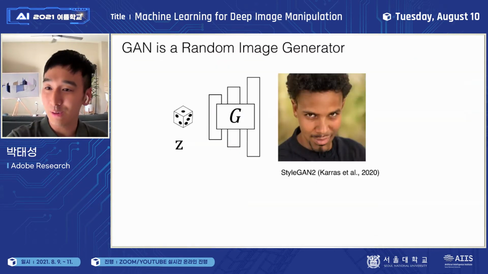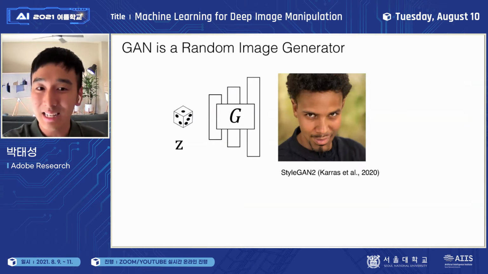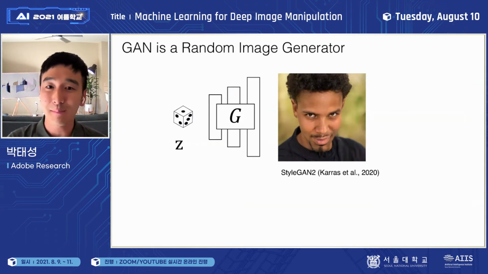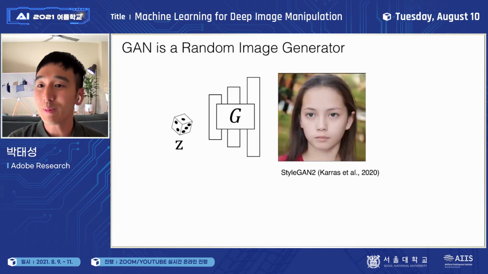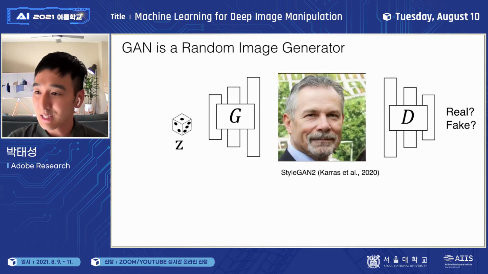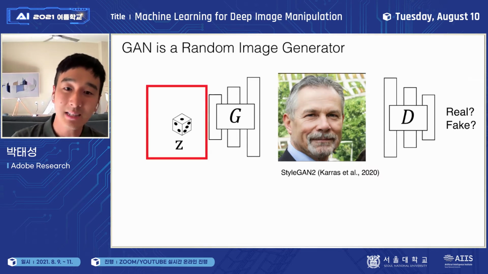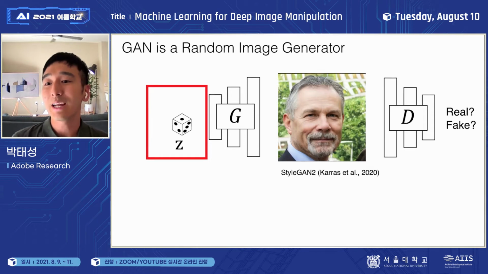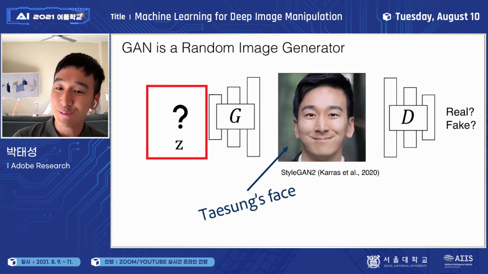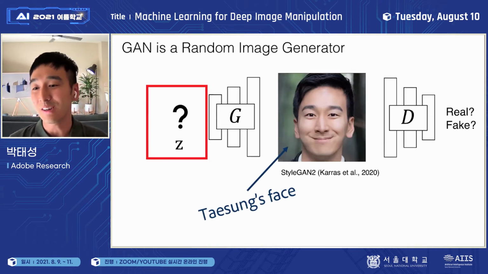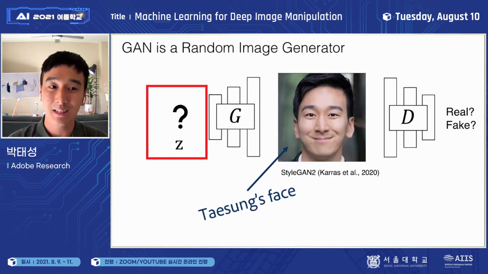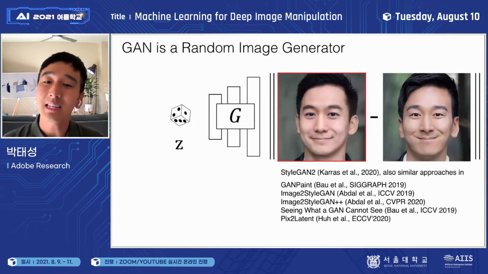Well, I'm sure most people here have heard about GANs. GANs work by randomly sampling a latent Z vector and transforming it to a realistic image. The realism is enforced by simultaneously training a discriminator network that determines if the generated image looks realistic or not. One interesting point about GANs is that they are actually like a random image generator. So if I want to edit my own face, I should first find the corresponding latent vector that's going to reproduce my face. But it's not an easy thing to do.